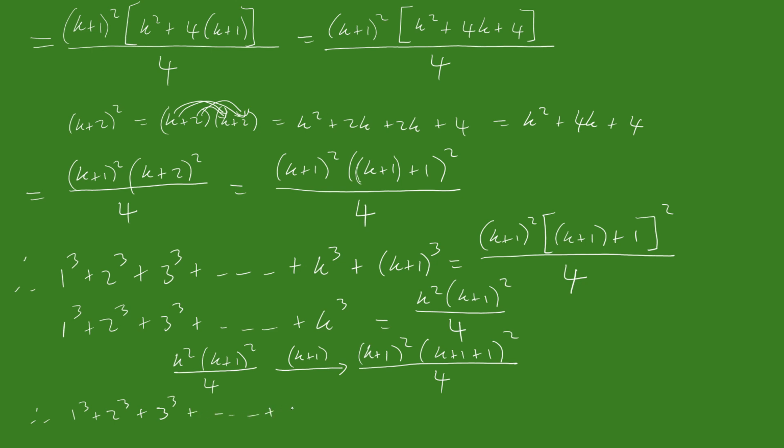So therefore we've proven that 1 cubed plus 2 cubed plus 3 cubed plus all the way to n cubed is equal to n squared into (n+1) squared over 4, and this is true for all n in the natural number set.